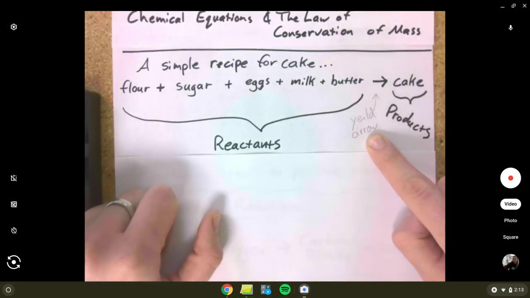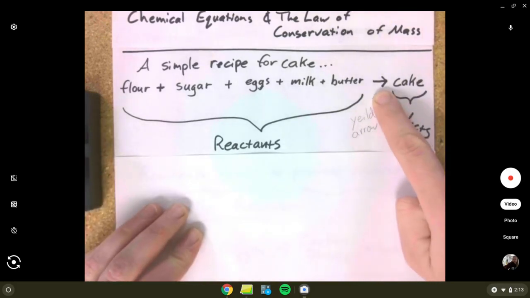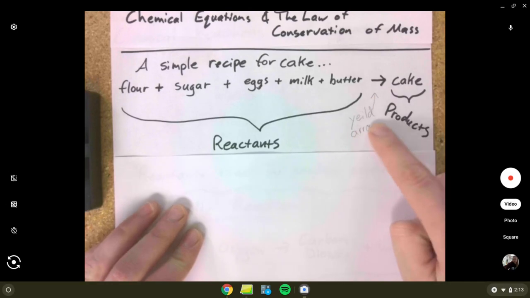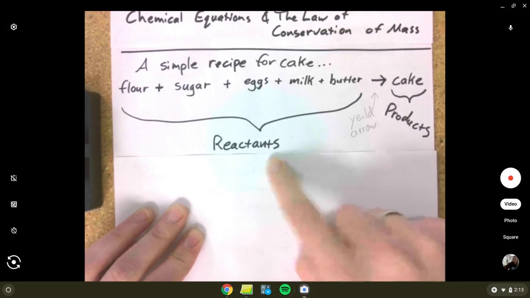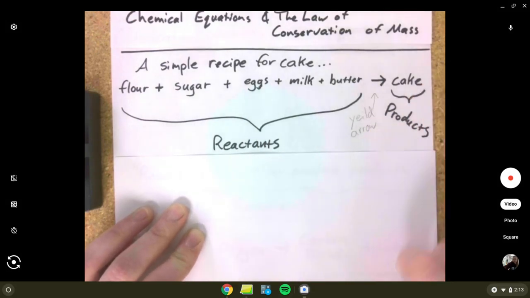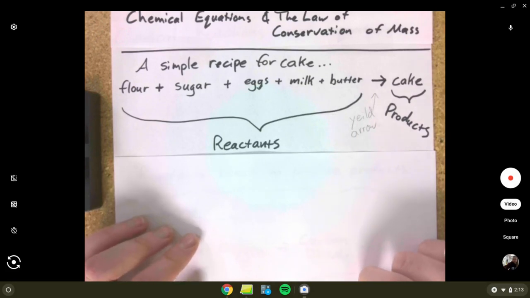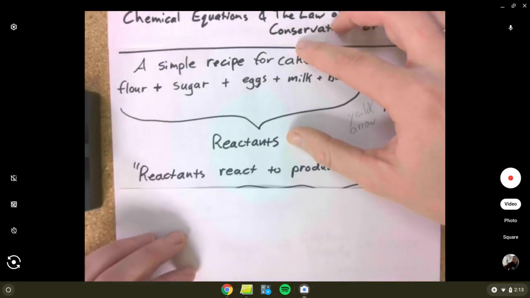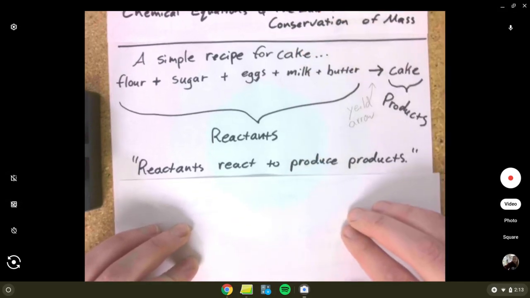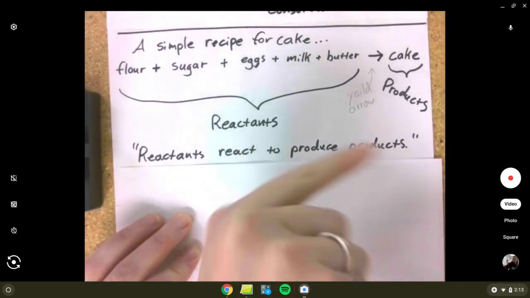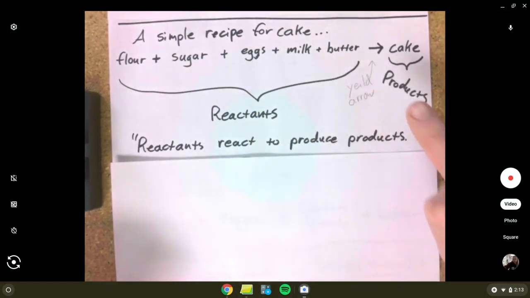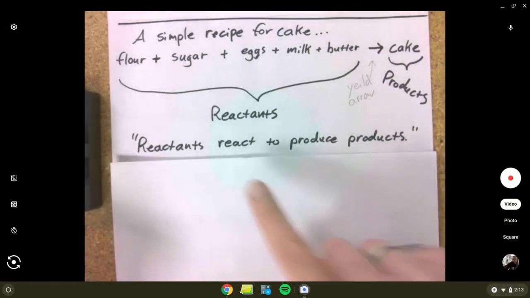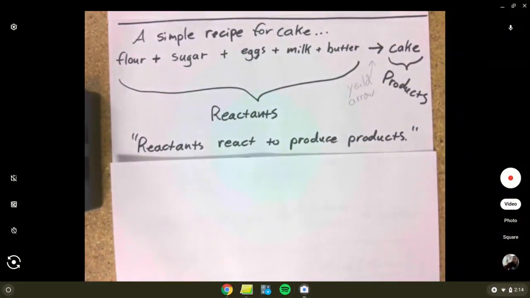The other thing I want you to write down is yield arrow. That's really just what we call this arrow. It's not just a normal arrow, it's a yield arrow. It tells us that when we put these things together and do a chemical reaction, it yields the products. So that's why we call it that. Now, a way that I like to tell students to help remember that the reactants are there and the products are there is: reactants react to produce products. Reactants go first, products go second. The reactants do the reacting, the products are what is produced. However you want to say it or think about it, but I would definitely write that down.